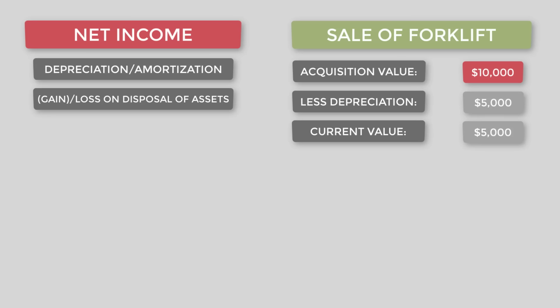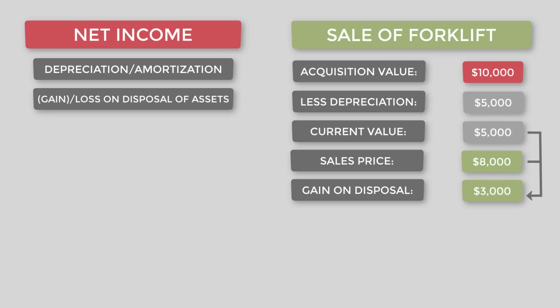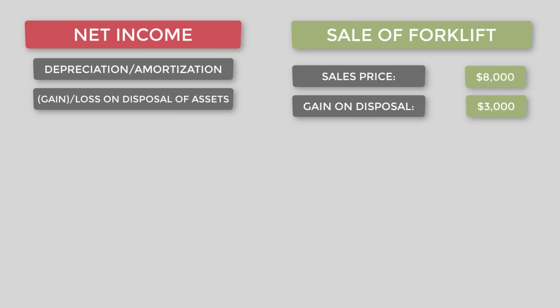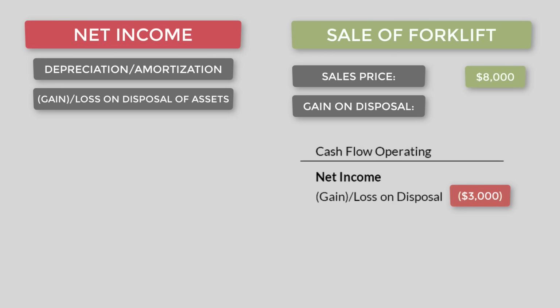The company is able to sell it for $8,000. What we'll see in the income statement is a gain on the disposal of the forklift of $3,000. But in the cash flow statement, we want to see the full cash impact, not the profit on the disposal. So we need to take away the $3,000 included in net income above and show the full $8,000 cash in.